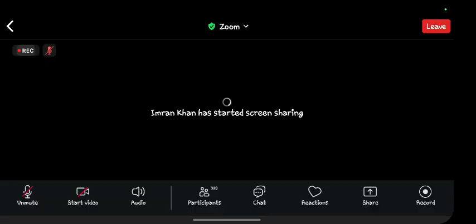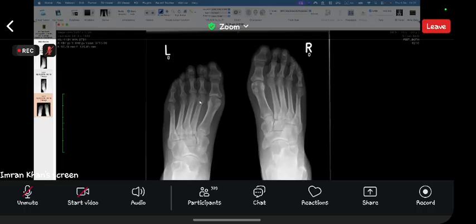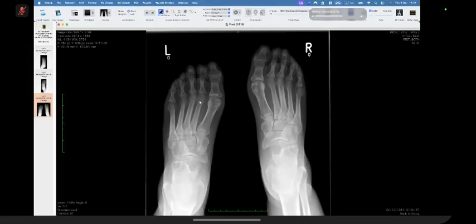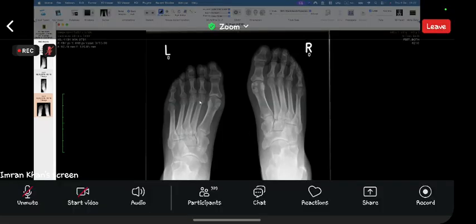Recording in spaces, progress, they are also appearing relatively normal. And the alignment, I'm trying to see, there's no history of trauma, but alignment was also appearing relatively normal. I can see a bipartite medial sesamoid, which is there at the base of the first metatarsal.